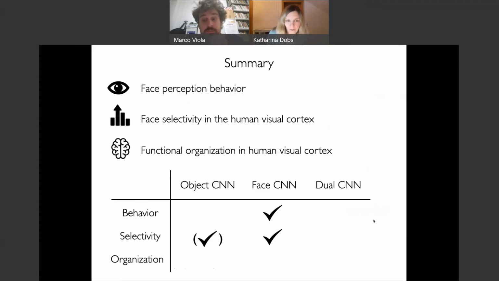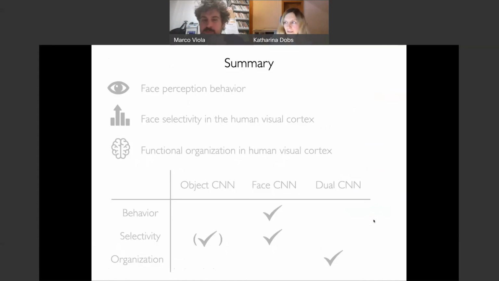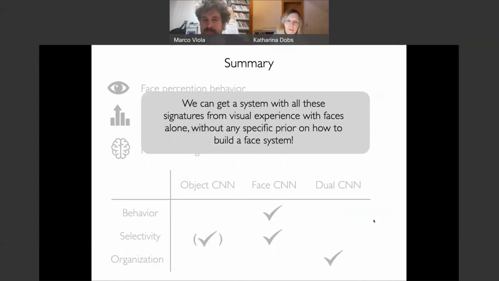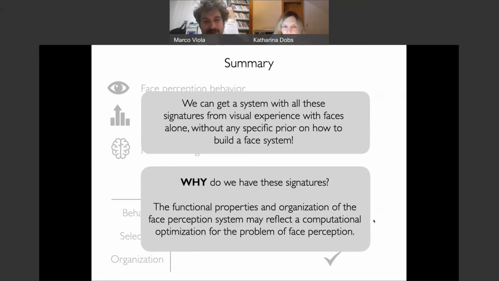Okay, so regarding functional organization in human visual cortex, we found that the dual task CNN seems to replicate that organizational feature that we see in the visual system by just training it on faces and objects. With that, I'd like to conclude that we can get a system with all these signatures that we know from face studies from the last decades, from visual experience with faces alone, without any specific prior on how to build a face system. And I think that also helps us to address the question, or gets us closer to the question, why do we have these signatures?